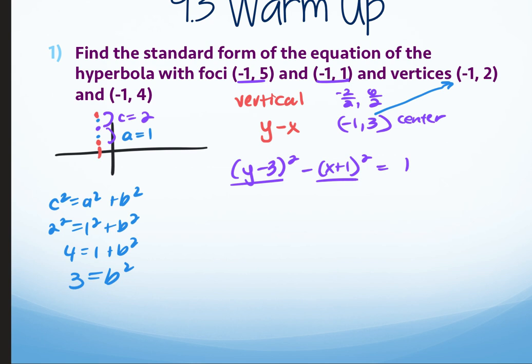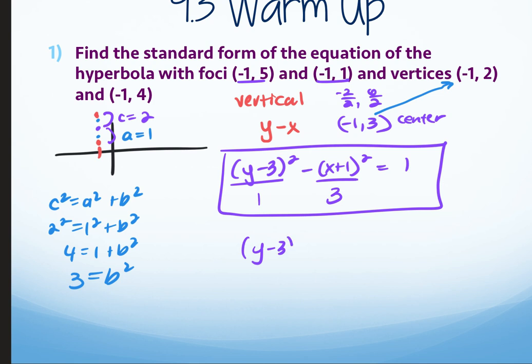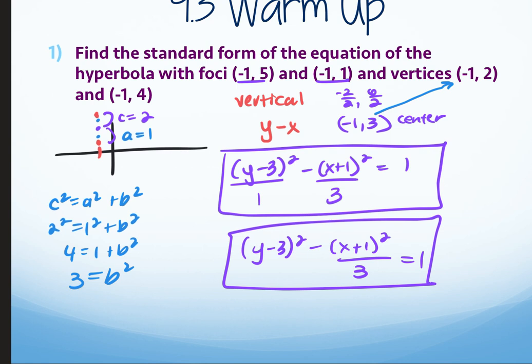So y minus 3 squared goes over a squared, which would be 1. You don't need that denominator, but if you want to put it, I'm not going to mark it wrong. And the x plus 1 squared goes over the b squared, which is 3. So that, or just y minus 3 squared minus x plus 1 squared over 3 equals 1. Either of those works. Raise your hand if you got it right. Okay, good. Good.